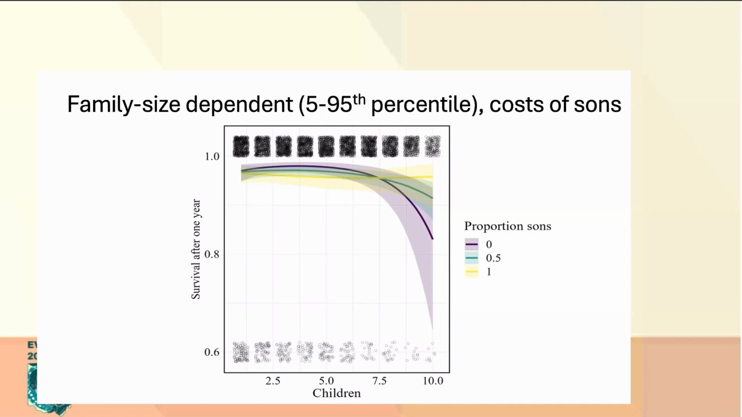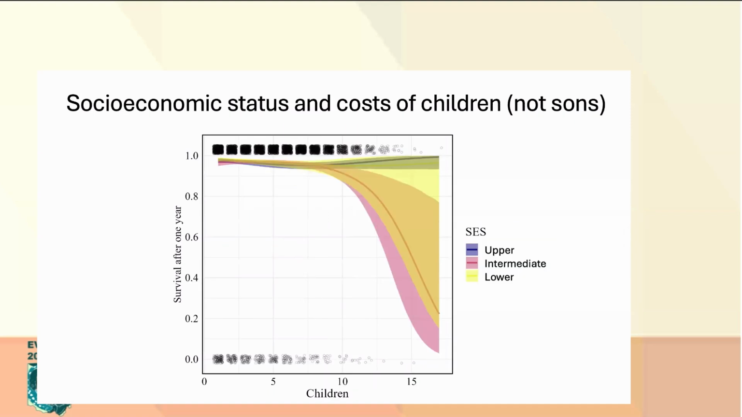So the other moderator we tested was the socioeconomic status. So this didn't have an effect on the cost of sons, but there was a relationship with the cost of children in that mothers of intermediate social status had reduced survival when they had larger family sizes. But again, larger family sizes were quite rare, and if we analyse it just up to the 95th percentile, we don't see this relationship.